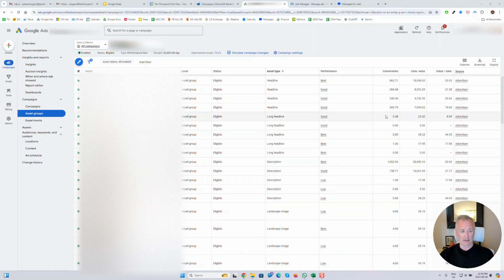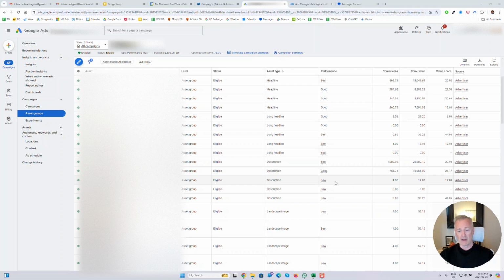and very clearly see which of your headlines and which of your long headlines, your descriptions, and your images are the ones that are actually generating. You can see, especially with these descriptions, that this one here has 1,000 conversions. This one has 750, and then everything else basically has nothing.